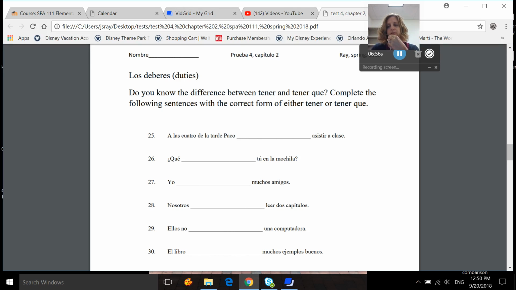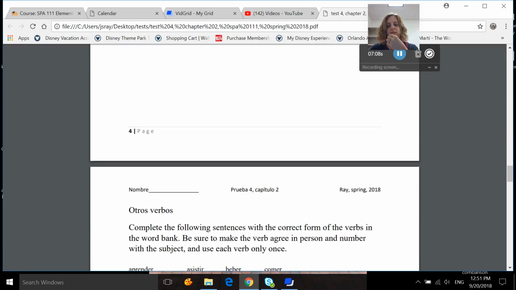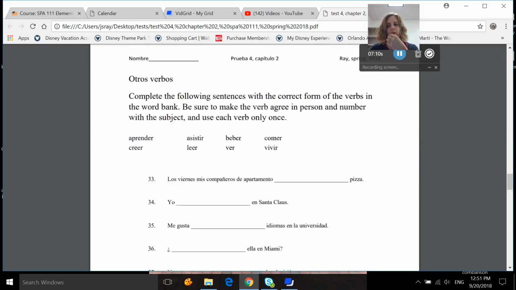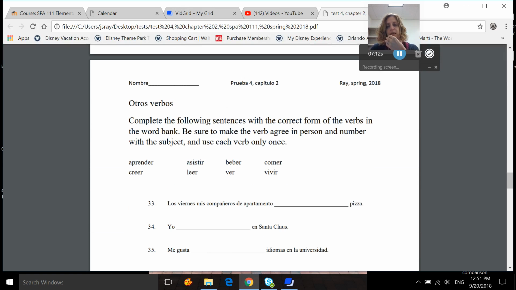Remember, again, that the stem tells us what we're doing and the ending tells us who's doing it. So you're going to need to change that ending to reflect who it is that has a brother or who has to attend class. And remember that tener is an irregular verb. It's an E to IE stem changer, but just remember that its stem is altered everywhere but nosotros and vosotros, okay? Here it says otros verbos.